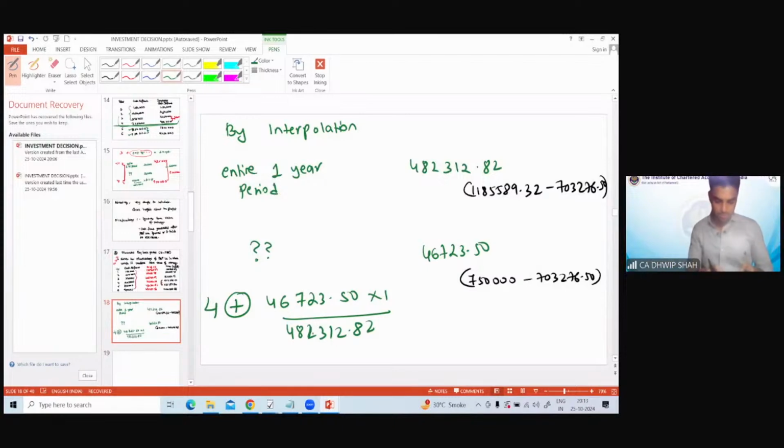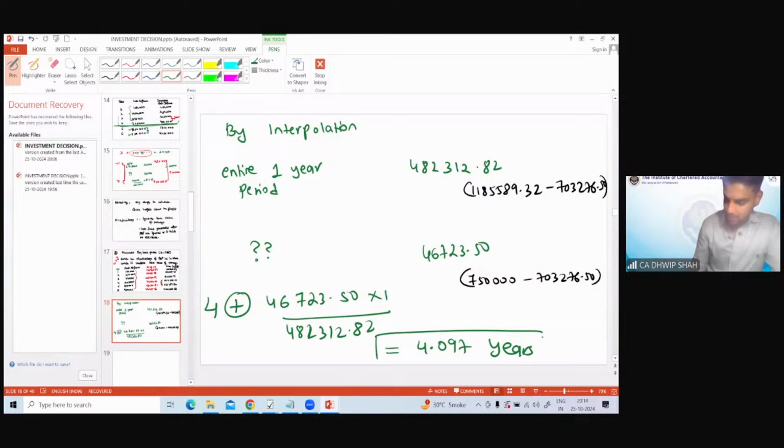It comes to 482,312.82 divided by 482,312.82, which is 0.097. So my discounted payback period comes to 4.097 years. Okay? So, have you understood the difference between payback period and discounted payback period? 4.096, correct. Does anyone have any doubts?